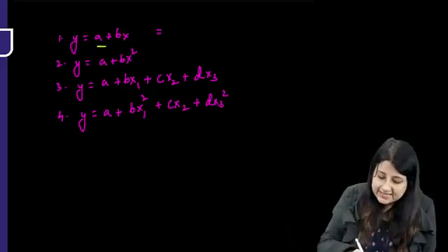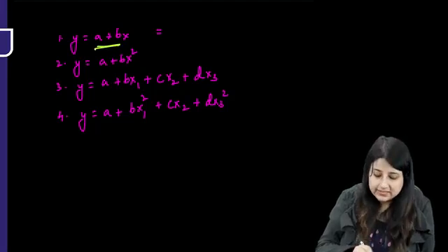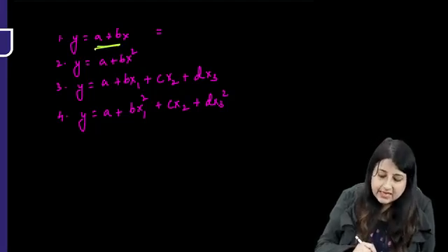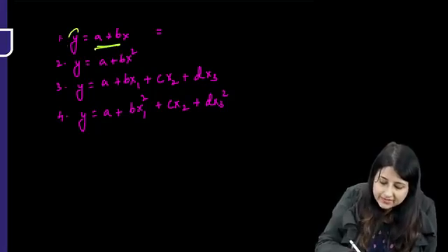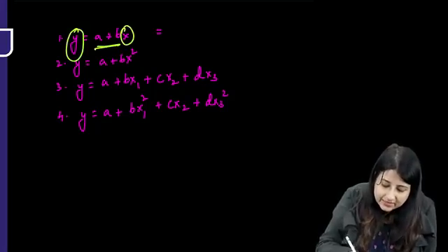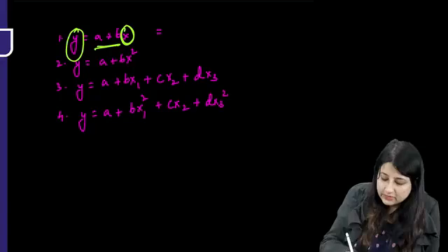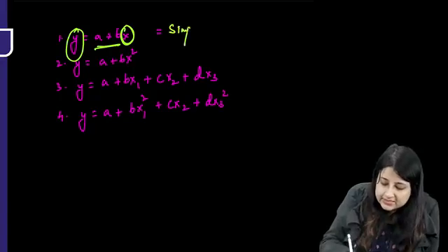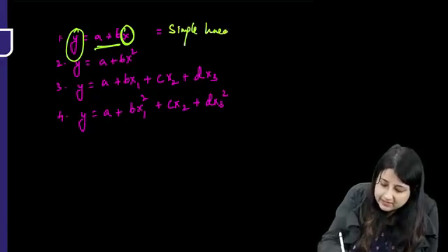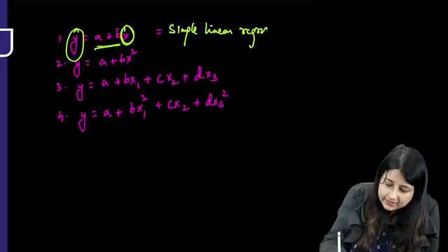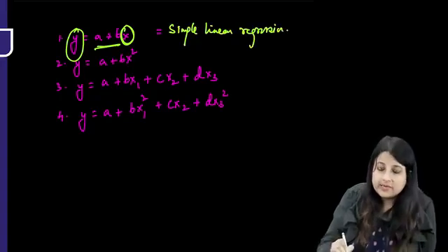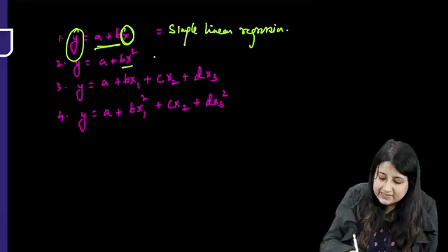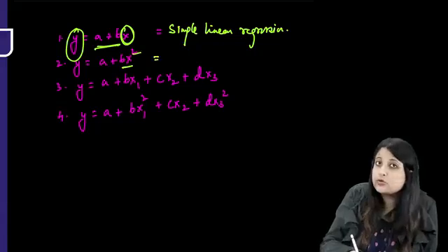Now look over here. Y is equal to A plus BX. Can you see this? Y is equal to A plus BX. Here, Y is the dependent variable and you have only one independent variable. So this is a simple linear regression.